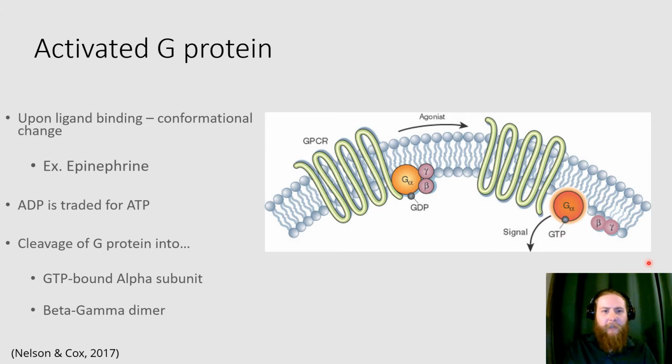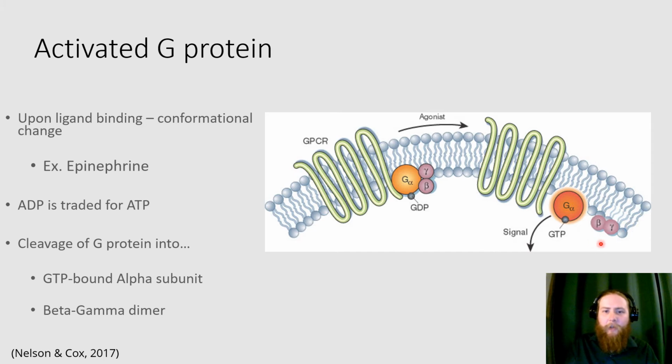The example that we're going to use is an agonist, epinephrine. When an epinephrine molecule binds to the outside of this GPCR, it makes this conformational change where this GDP is traded for a GTP. When this happens, the G protein will cleave. It will split into two parts: a GTP-bound alpha subunit, which is the main effector we're going to talk about, and a beta-gamma dimer.